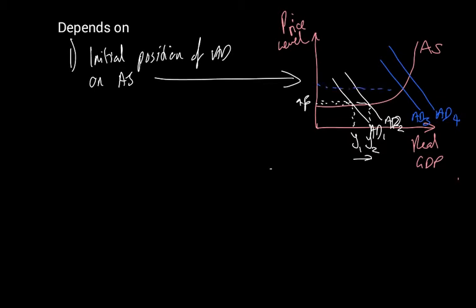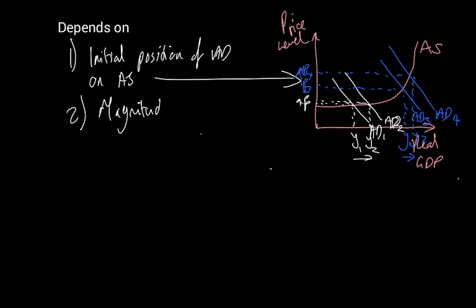If, though, we consider this one over here, and again I'm doing this as best I can without lines on the screen to help me, we get a much higher level of inflation. So we get P3 to P4 inflation over here, and only Y1 to Y2 of growth. So the payback that we get from fiscal policy depends very much on where the AD curve is to begin with.